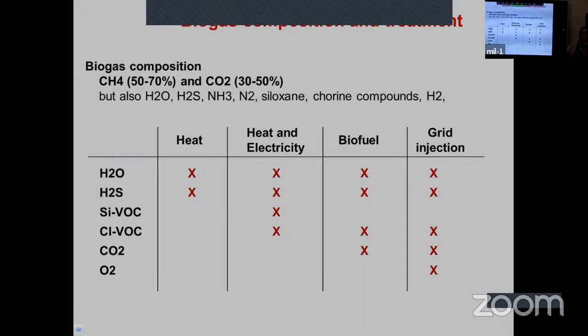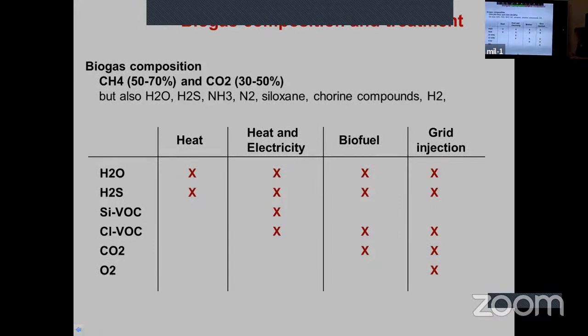For biofuel, if you want to introduce your methane, you need to remove the CO2, you need a high concentration of methane. And this will be the same for the injection in the natural gas grid, as we do in France. In addition, we must get rid of oxygen.